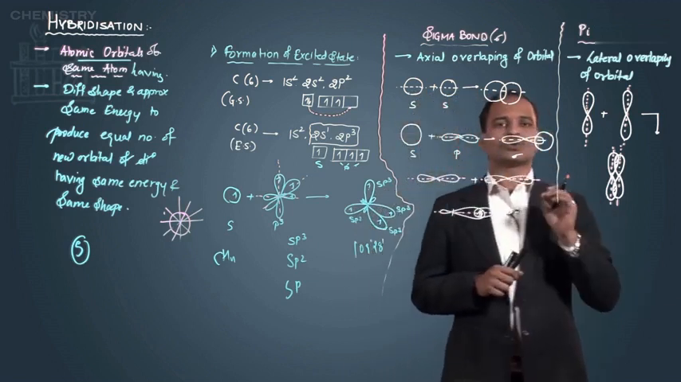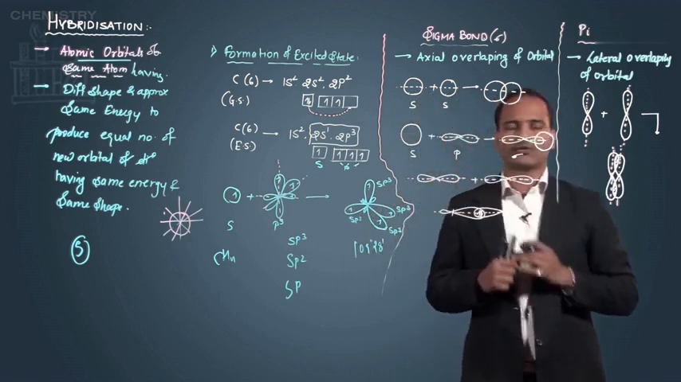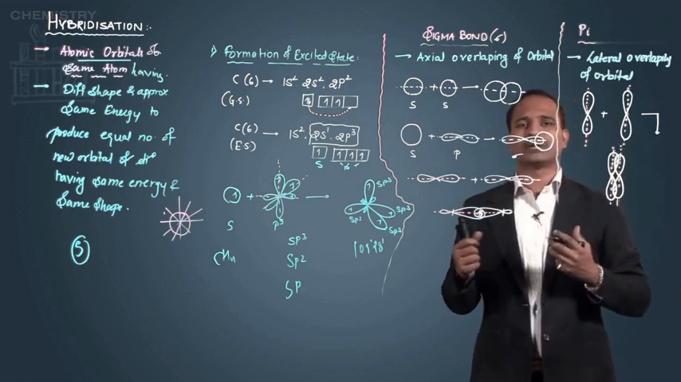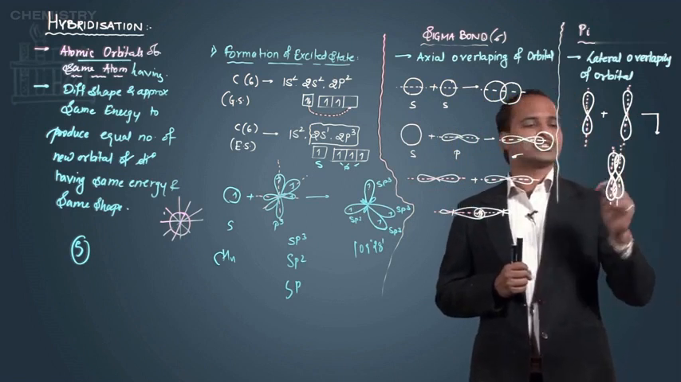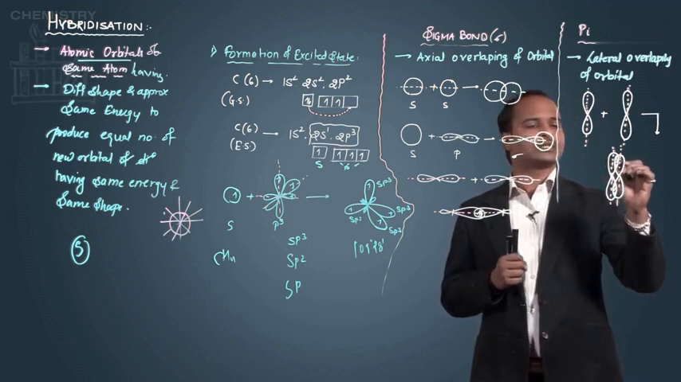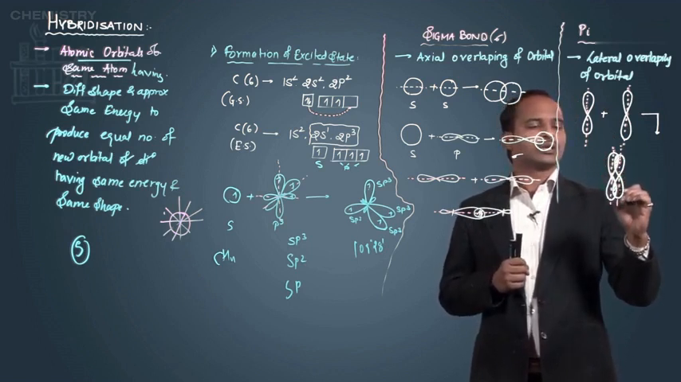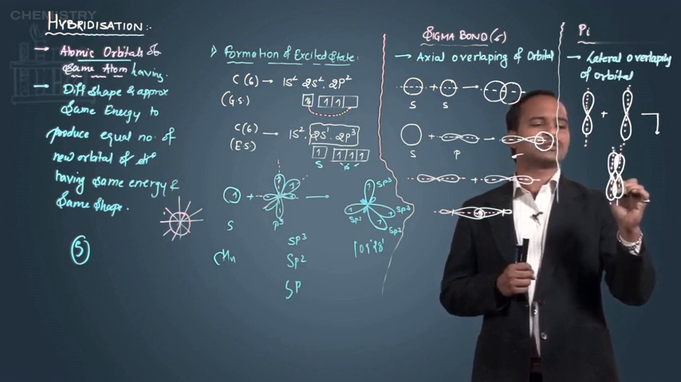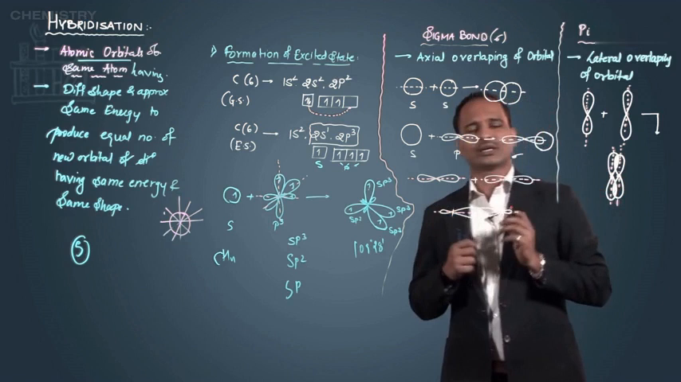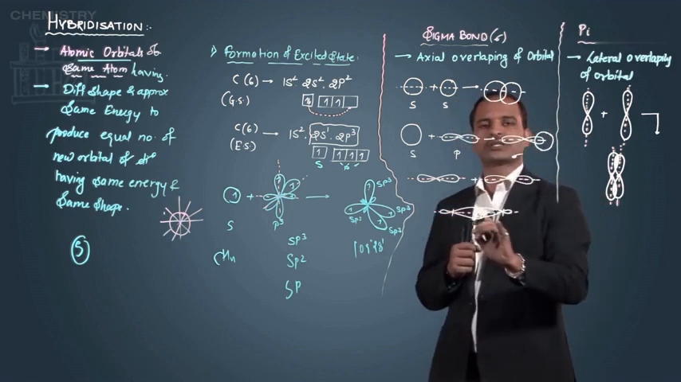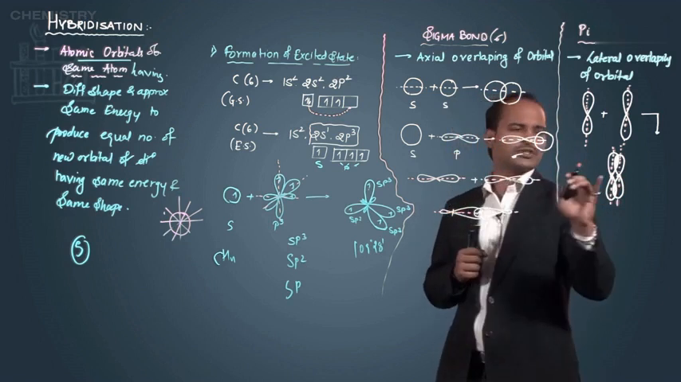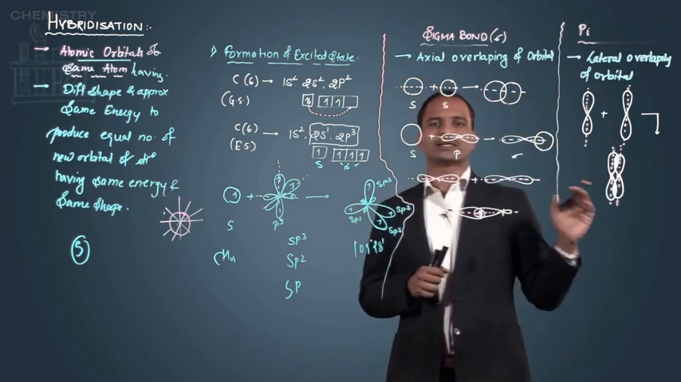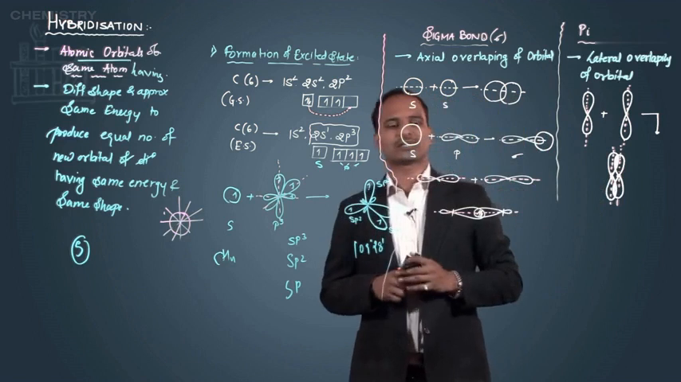Now what happens when the orbitals overlap laterally? The electron cloud will increase in the overlapping region, that means in this region. Here the electron density is increasing, but the nuclear repulsion doesn't reduce. In the sigma case, the nuclear repulsion reduces due to these electrons, which doesn't happen in this case, and that's why the attraction is not very strong, and the bond is not as strong as the sigma bond.